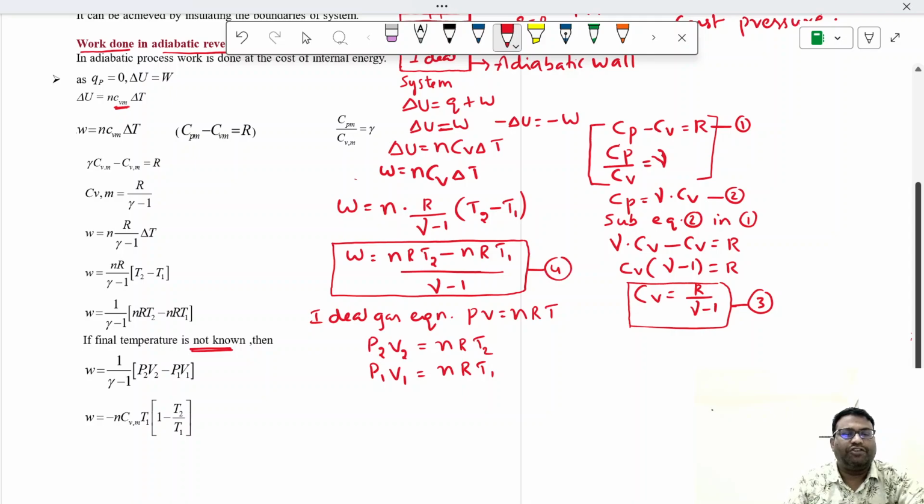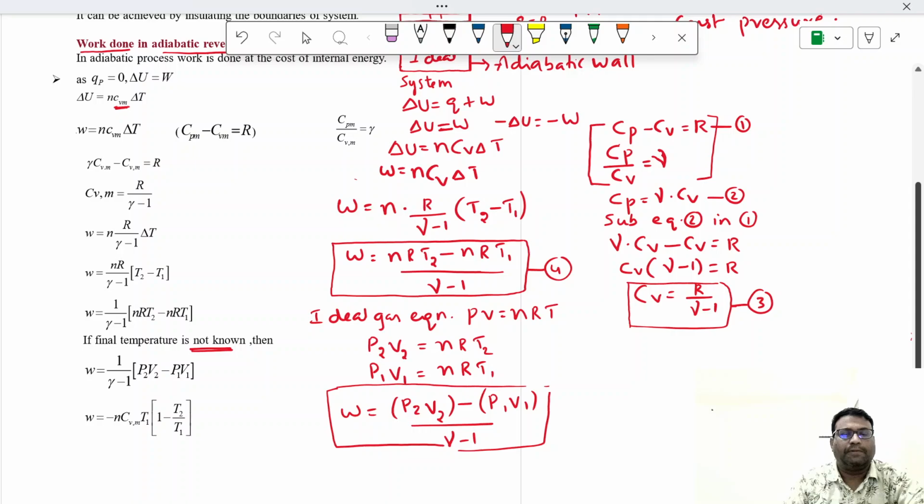On substituting, what do we get? W is equal to (P2 V2 minus P1 V1) by (gamma minus 1). So these two formulas can be used to calculate work done for adiabatic reversible process. Hope you understood.